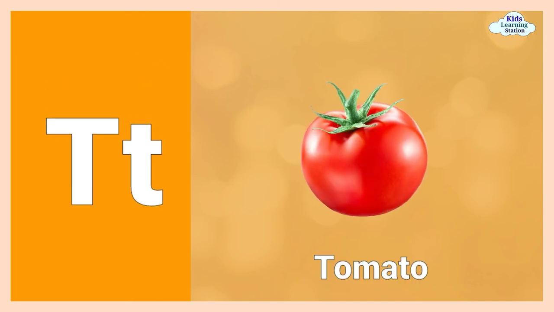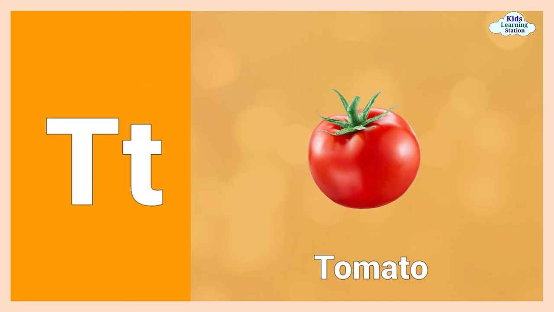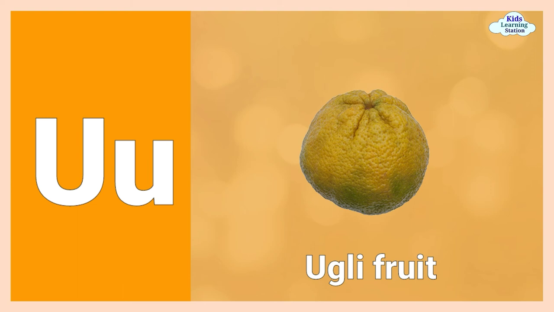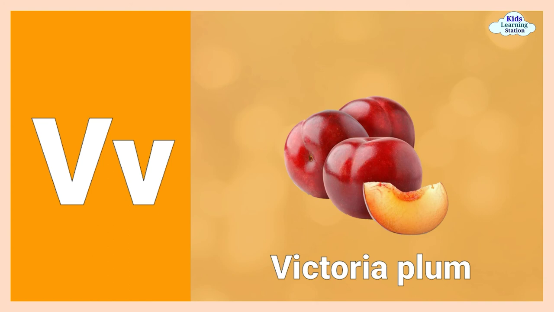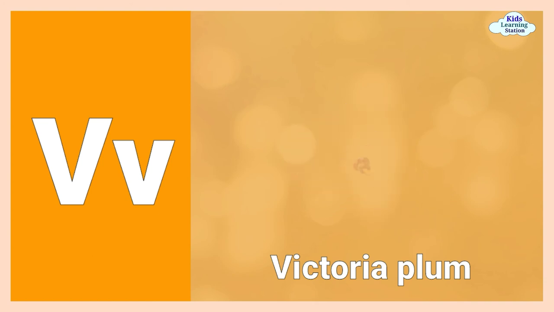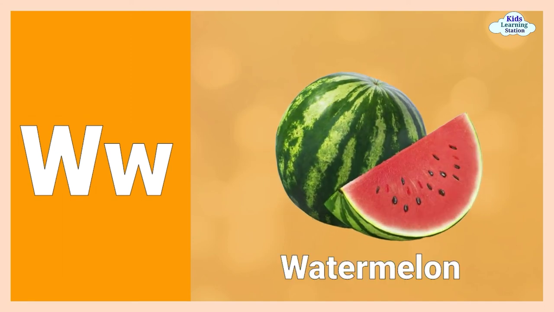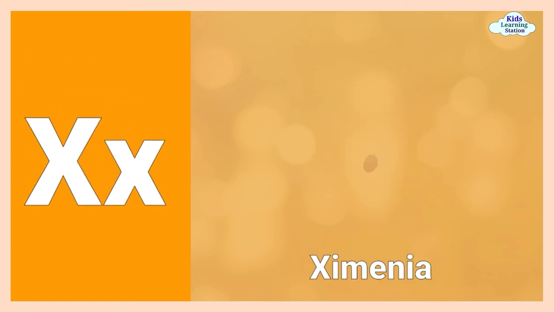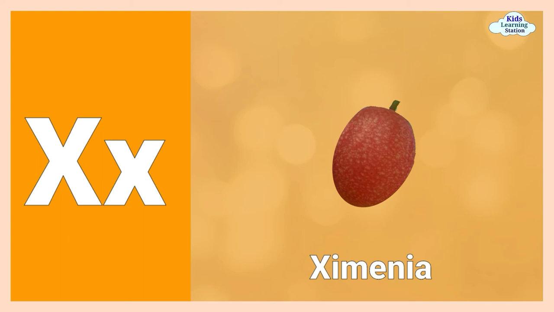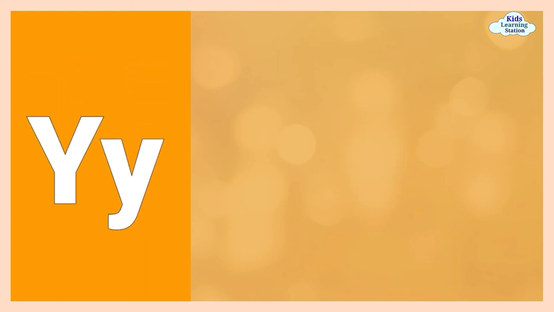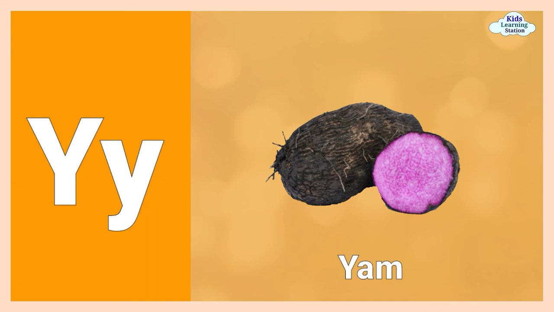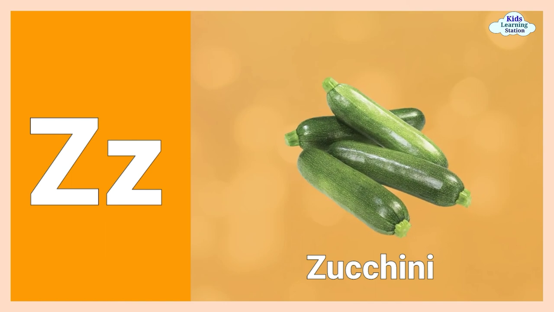T is for tomato. U is for ugly fruit. V is for Victoria plum. W is for watermelon. X is for zinnia. Y is for yam. Z is for zucchini.